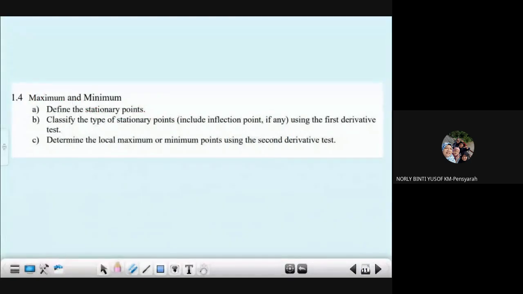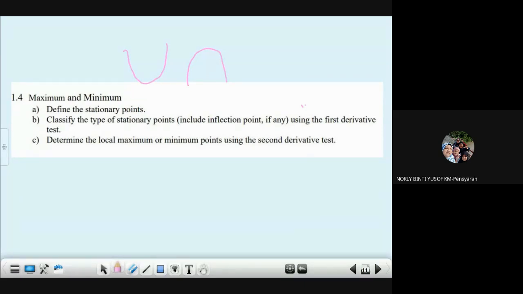Okay, so kita tengok pada learning outcome part 1 untuk 1.4. Okay, 1.4 kita akan belajar maximum and minimum. So maximum and minimum ni bukan benda baru lah actually. You have already know the shape of smile faces and sad faces that you learn in quadratic function dalam fungsi tajuk function in sem 1.